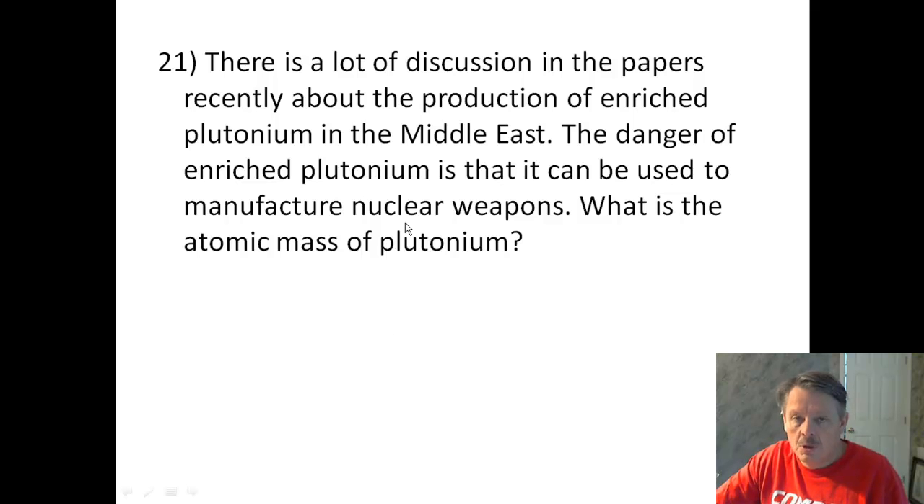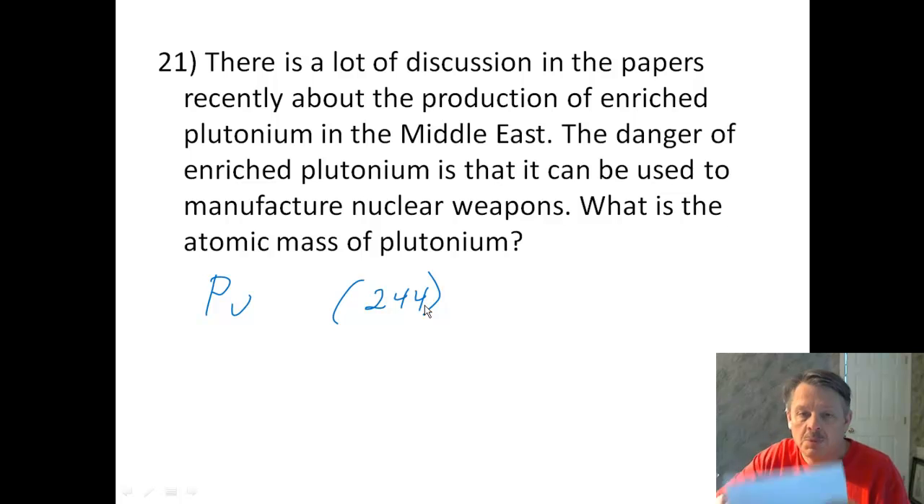21. Plutonium. There is a lot of discussion about plutonium in the paper. Plutonium is Pu, and its atomic mass is 244. You'll notice that it's in parentheses on our periodic table. That simply means that there's one isotope out there that they make.